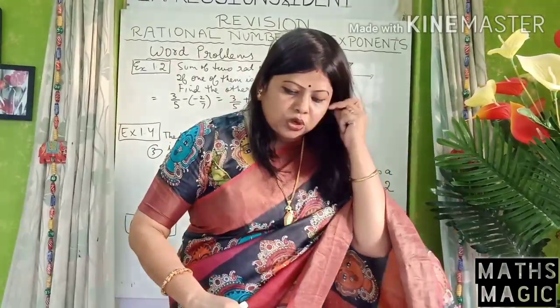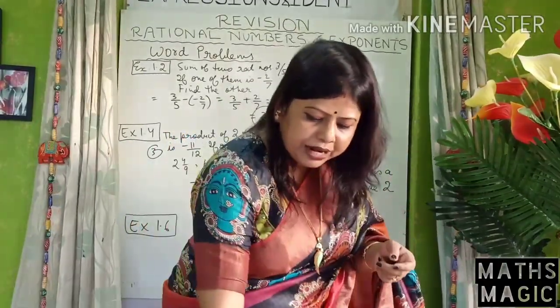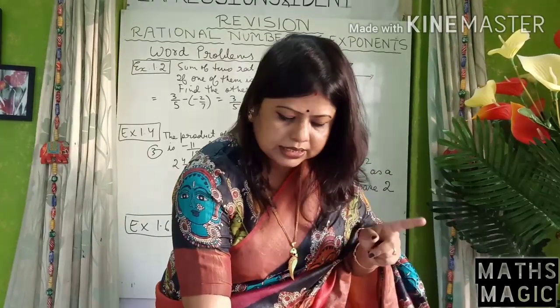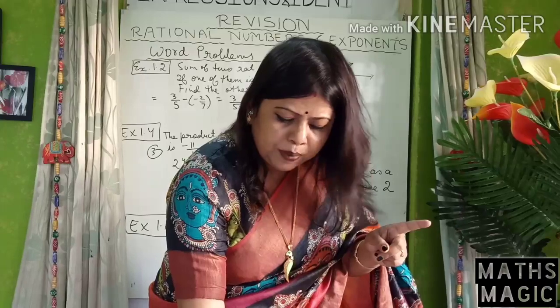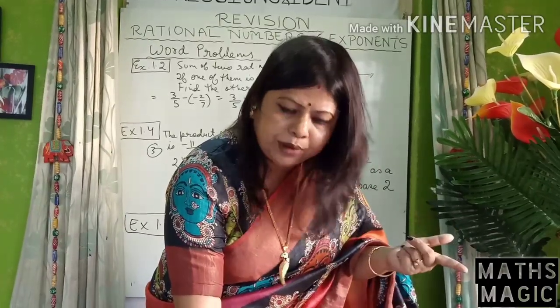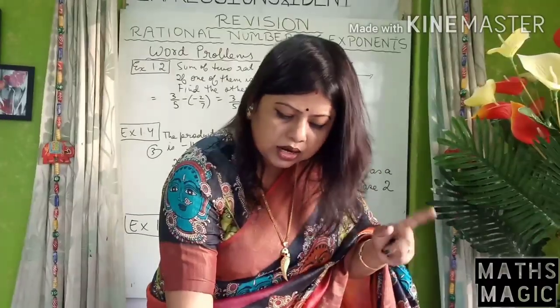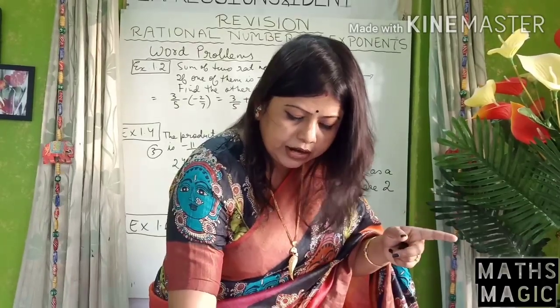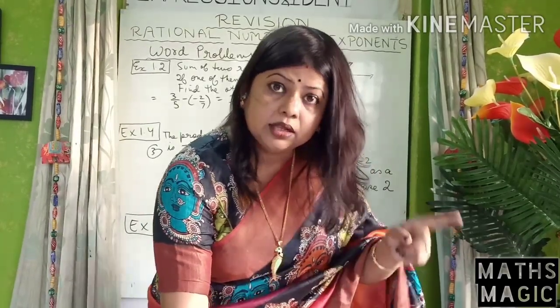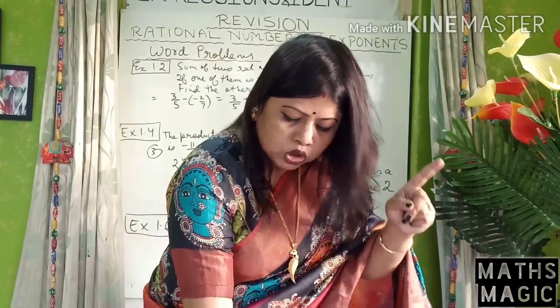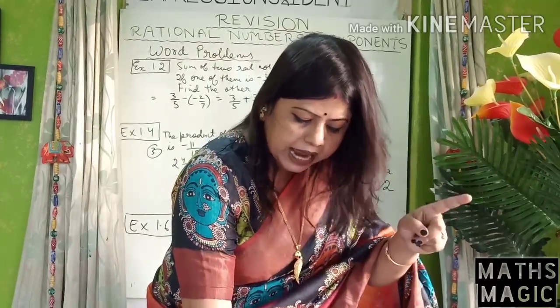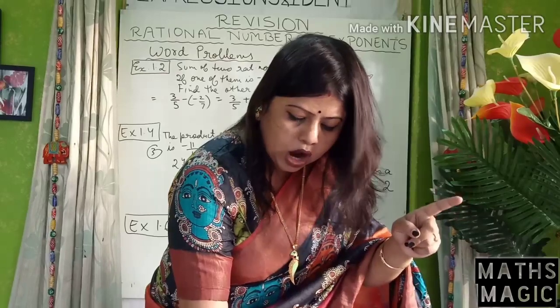Straight away if I come to question number 3: in an examination 400 students appeared, listen carefully, 2 by 3 of them were boys. So number of boys is 2 by 3 of 400. So you got the number of boys and also 130 girls. Here it is given 2 by 3 of the boys and 130 girls passed in the examination. So you have to find how many boys failed.